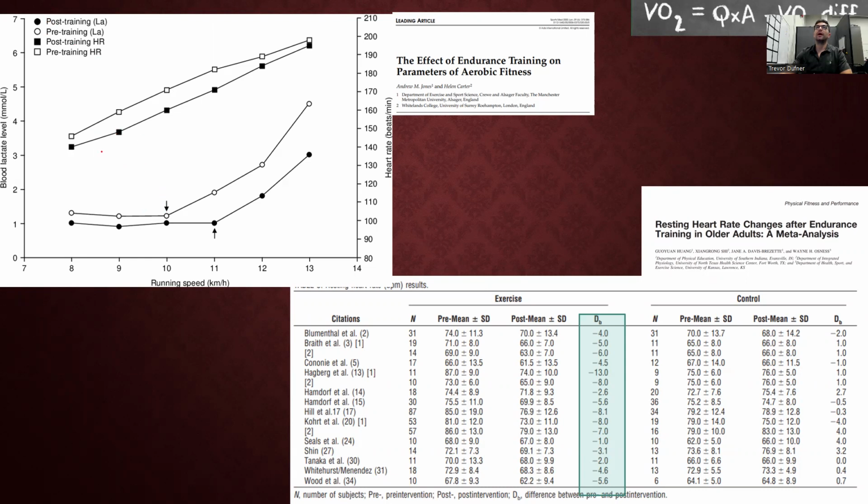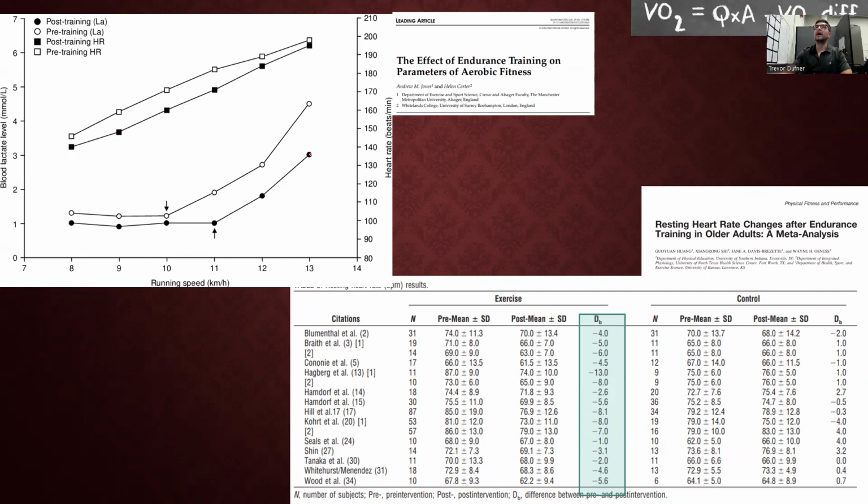We see these dark boxes for each one of these things, right? Lactate and then heart rate. For heart rate here, we see that at any given running speed, their heart rate is lower. And also for the blood lactate, at any given running speed, their blood lactate is lower.